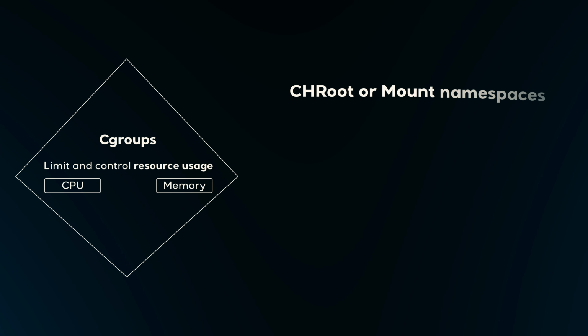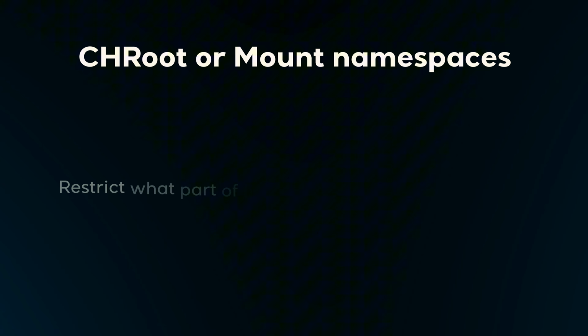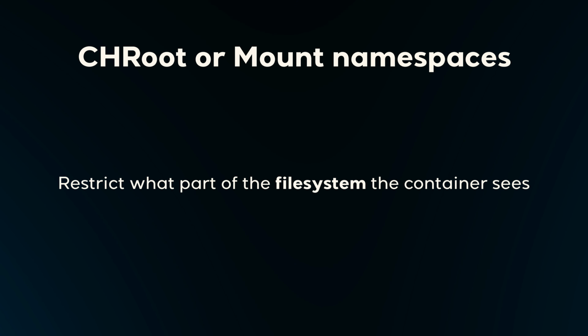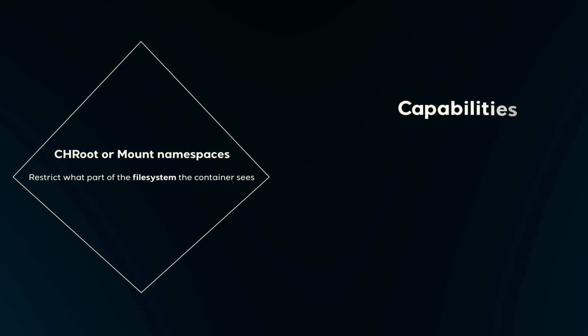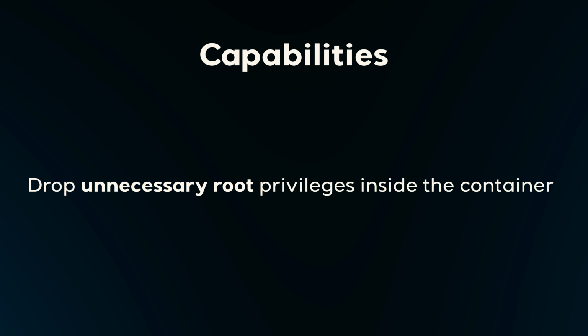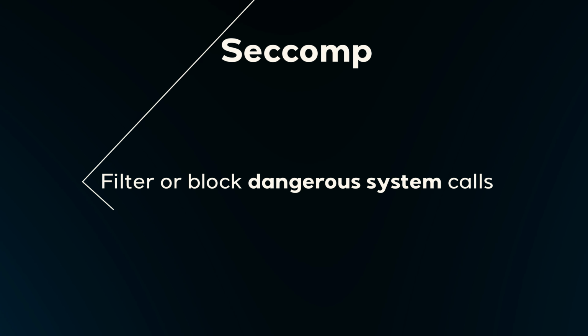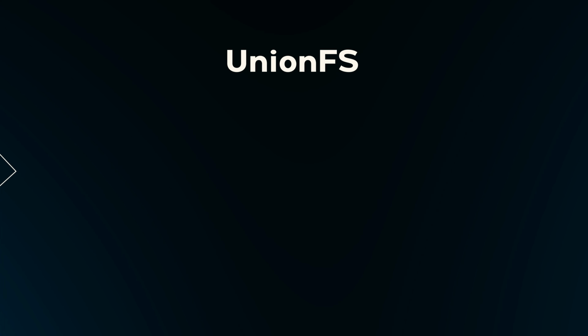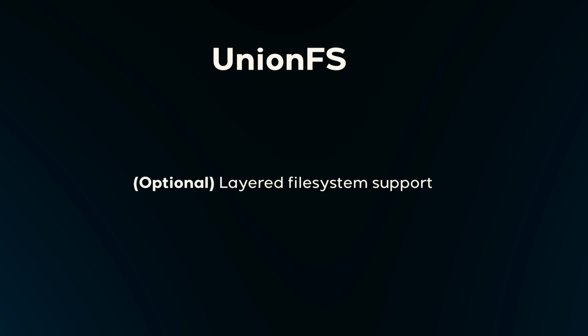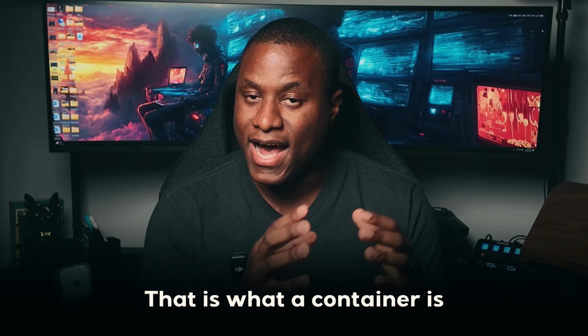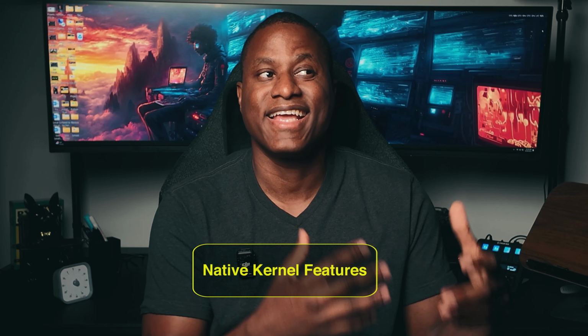And then you have chroot or the mount namespace, which restricts what part of the file system the container can see. Then you have capabilities, which drop unnecessary root privileges inside the container. Then you have seccomp, which filters or blocks dangerous system calls. And then you have union FS, which from my understanding is optional, and is a layered file system support. So when you put all of these together, you get an isolated, lightweight process that can still run child processes, aka the apps you install inside it. That's what a container is: an isolated Linux process built using native kernel features.